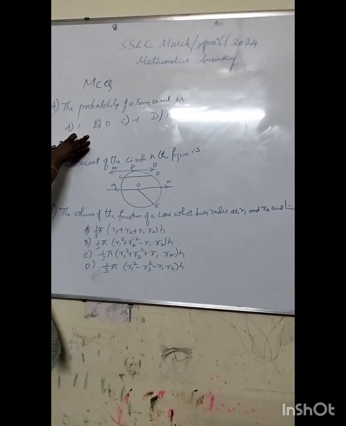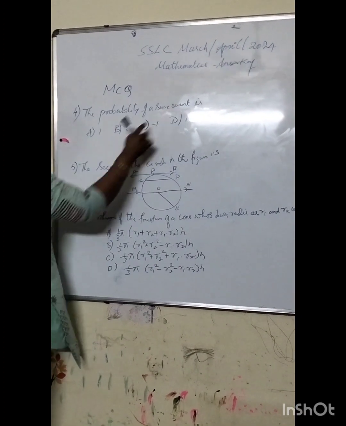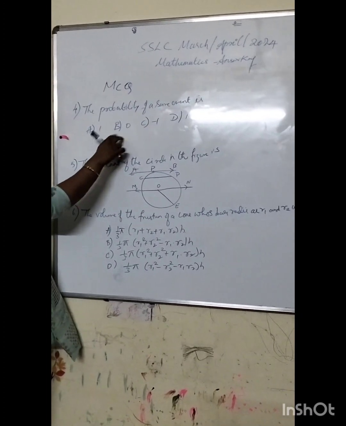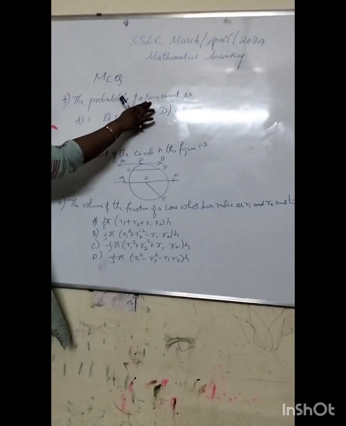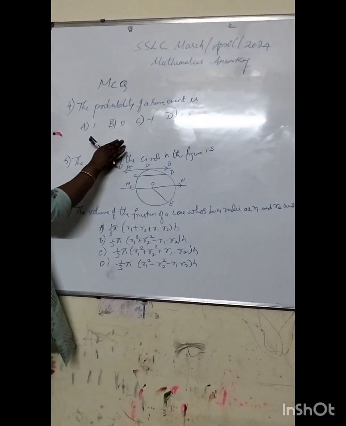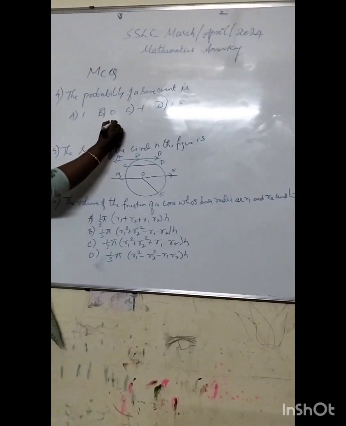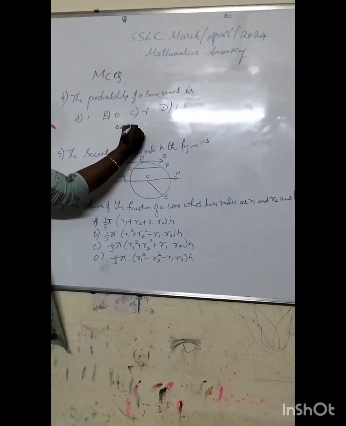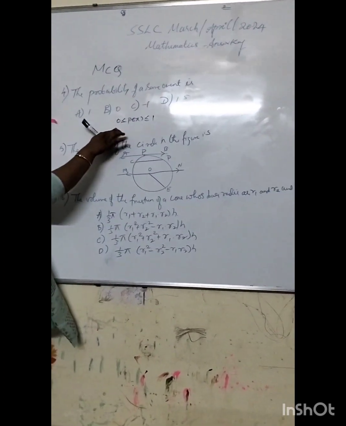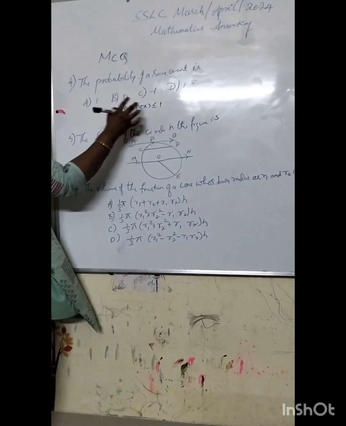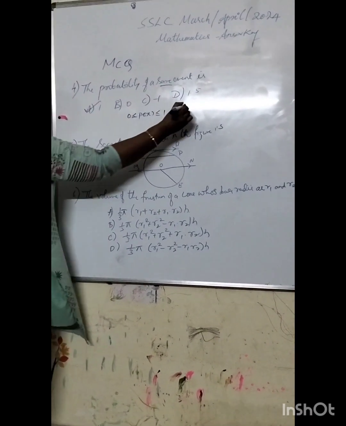Proceeding to the fourth question of MCQ. The probability of a sure event. There are two categories, sure event and not a sure event. Sure event means the event will happen. Not a sure event means the event will not happen. And we know probability lies between 0 and 1. 0 represents not a sure event and 1 represents a sure event. So according to this question, option A is correct.